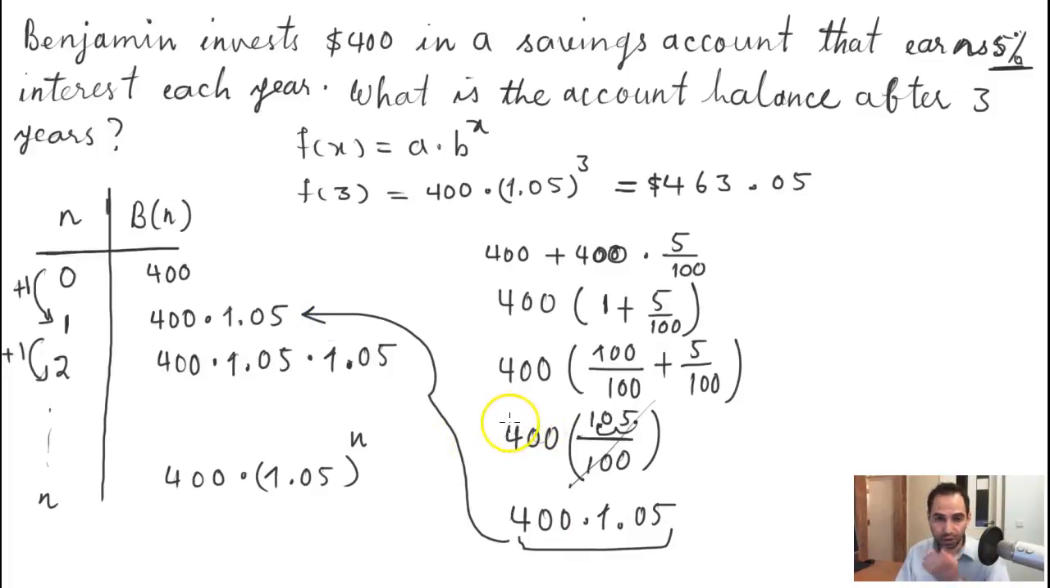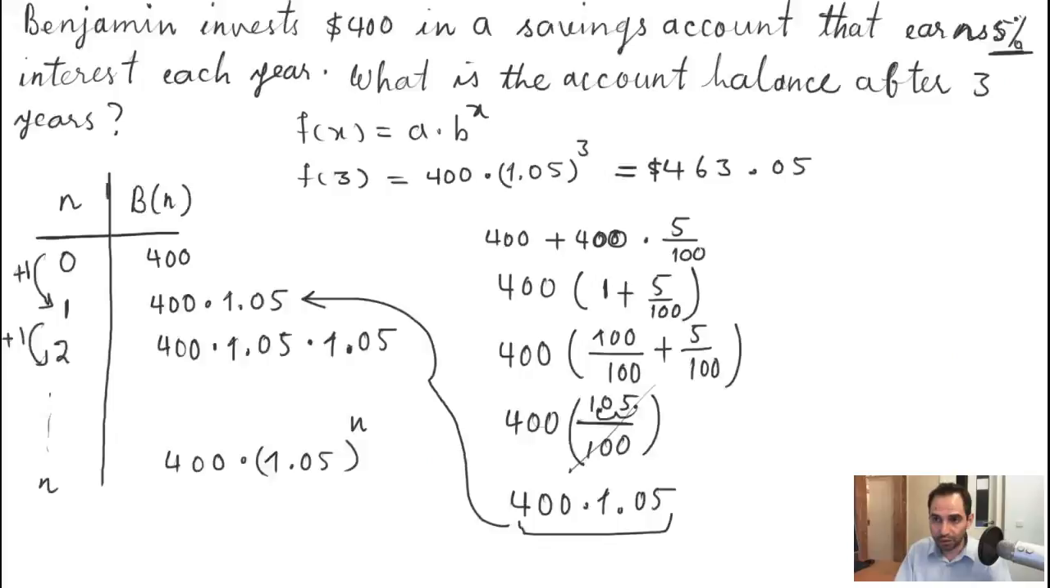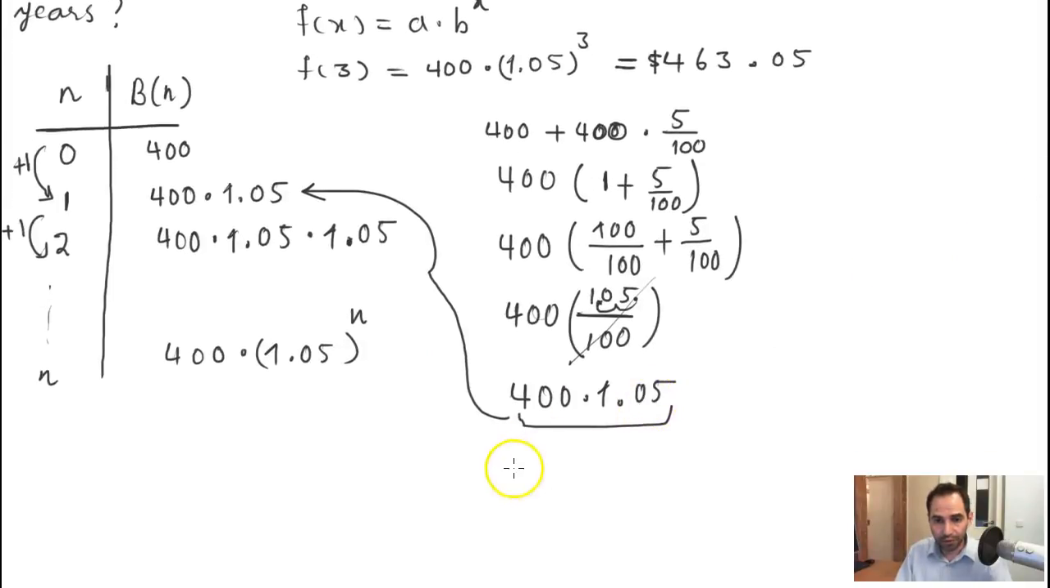Now if it was increasing this by 10%, it would be simply 400 times 1.10. If it was increasing by 20%, it would be simply 400 times 1.20. If it was increasing by 45%, it would be 400 times 1.45.